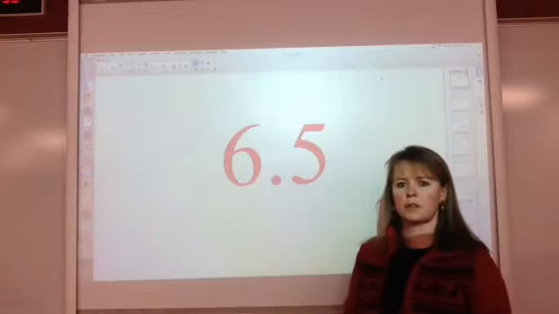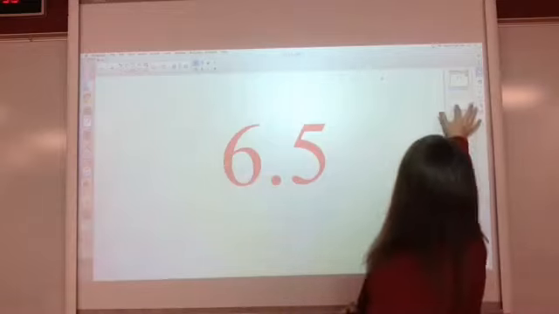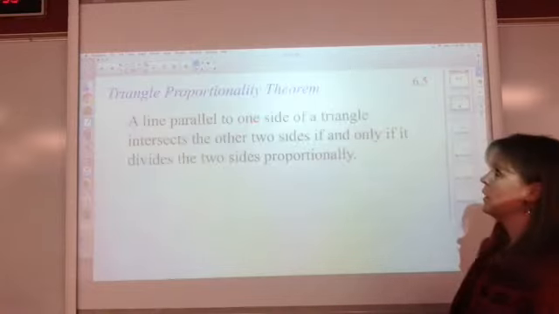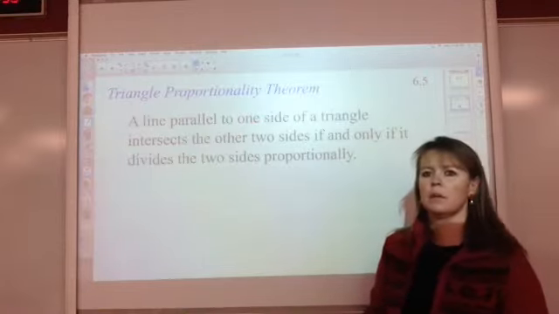Here's your geometry notes for section 6.5. We're going to be doing the triangle proportionality theorem.